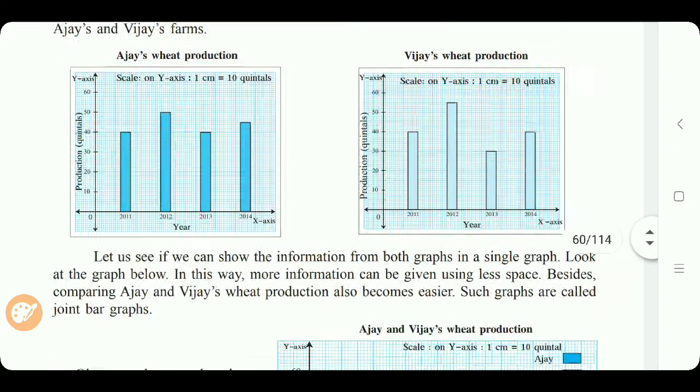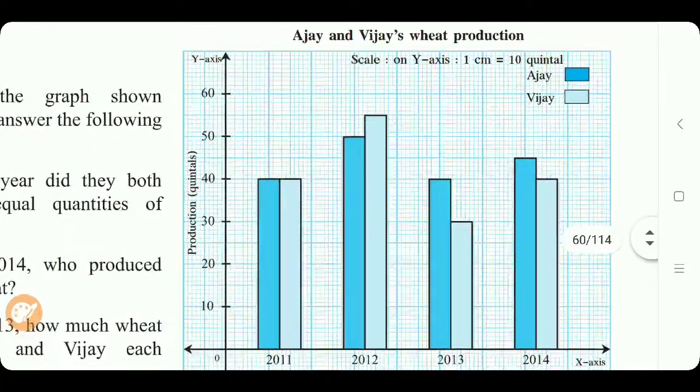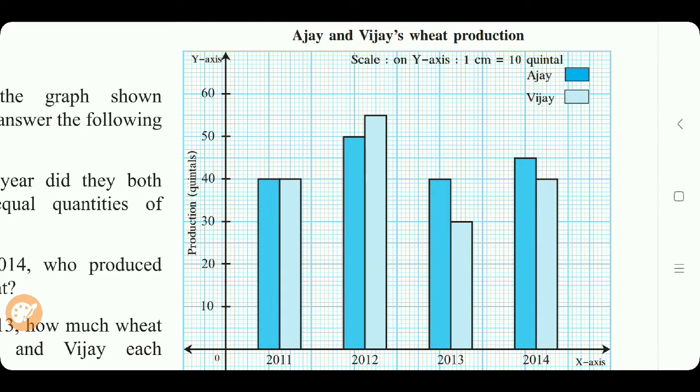So here you can see one bar graph. This is also a bar graph, and in this bar graph we can show the information from both the bar graphs in a single graph. Okay, heading is given: Ajay and Vijay's wheat production together. Okay, in one single bar graph. Now here look at this bar graph. More information can be given using less space.